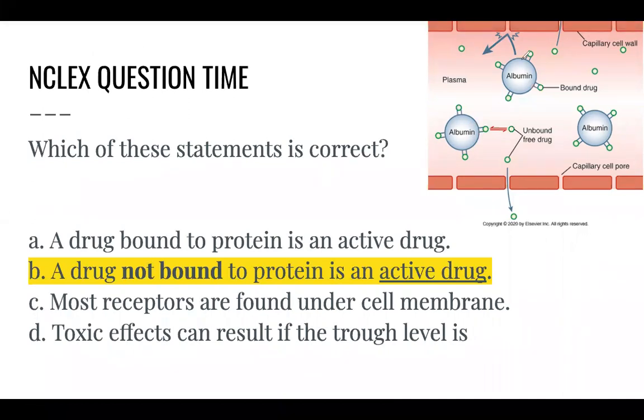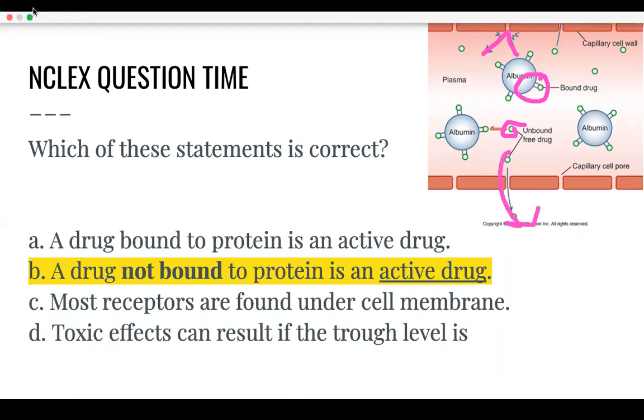As we can see here, this is a bound drug. This drug is bound to the albumin molecule and it will not pass. Look up here. It can't fit through the cellular membrane because the albumin makes it too big. Now, this drug down here is unbound, so it's an active drug. It is able to get through the cell membrane and act where it needs to.